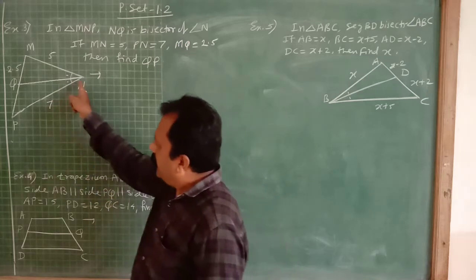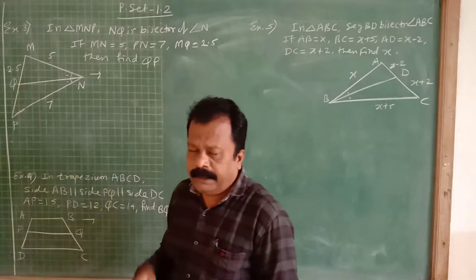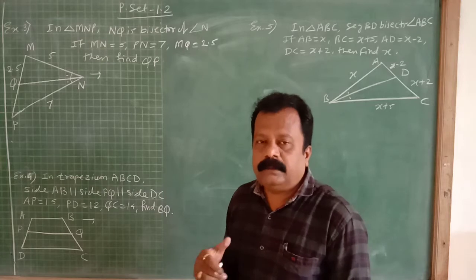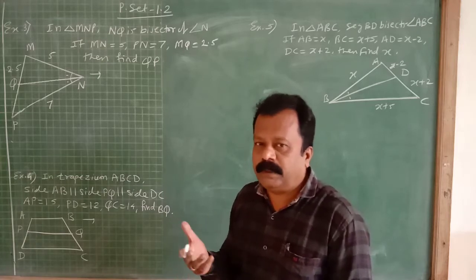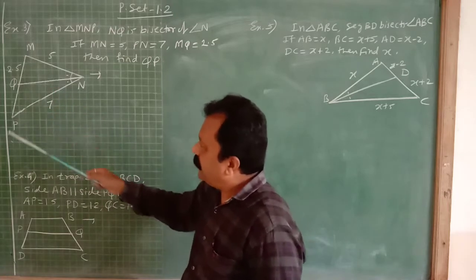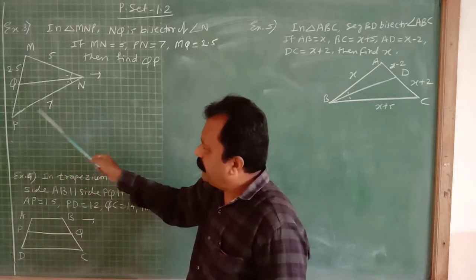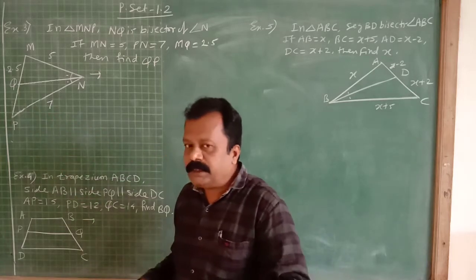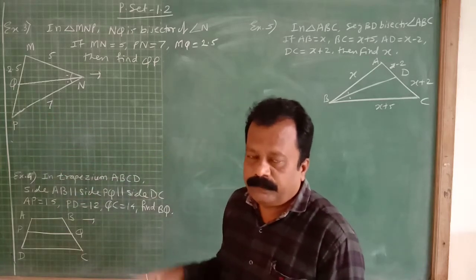Now, NQ is a bisector in the given triangle. Then which theorem do we have to use? Property of angle bisector theorem. Now, the given part is MQ is equal to 2.5, MN is 5, PN is 7, and you have to find QP only. So, by using property of angle bisector theorem, we can solve this problem.